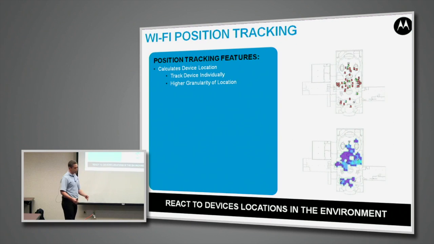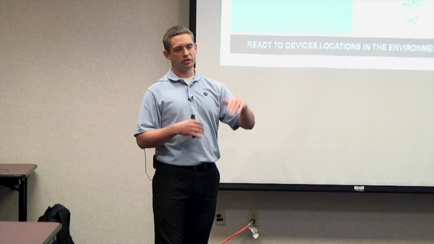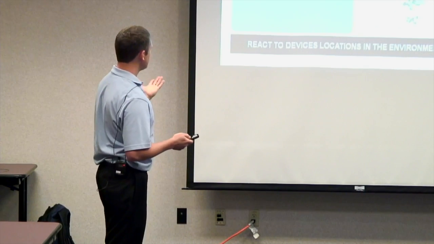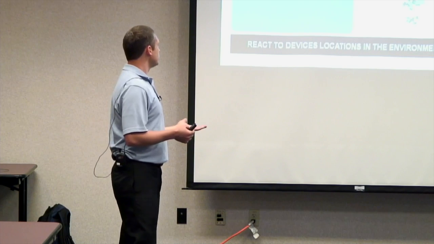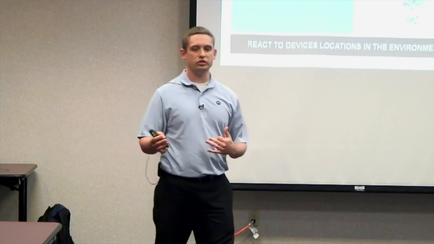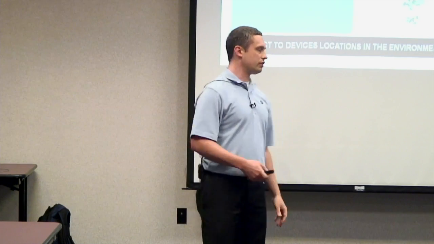Position tracking. This is what traditionally, when you hear Wi-Fi location tracking, we call position tracking. We consider zone tracking a type of location tracking, so we basically break into zone and position tracking. This one gives you more individually tracked devices, so you'll see them throughout the environment.